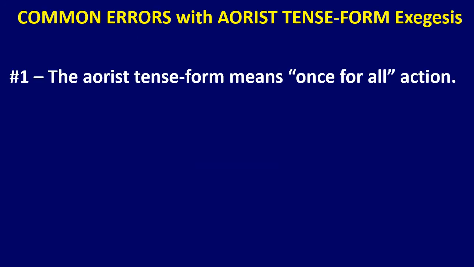With our remaining time in this lesson, what I'd like to do is just go over 3 common errors that people often make when it comes to the aorist tense form when they're doing their exegesis. And the first error that is common is one I've already mentioned, and that is to interpret an aorist tense verb to mean once for all action, usually in past time, they say, if it's in the indicative mood. Now, we've already seen that that isn't necessarily the case, but we need to be careful on this point.